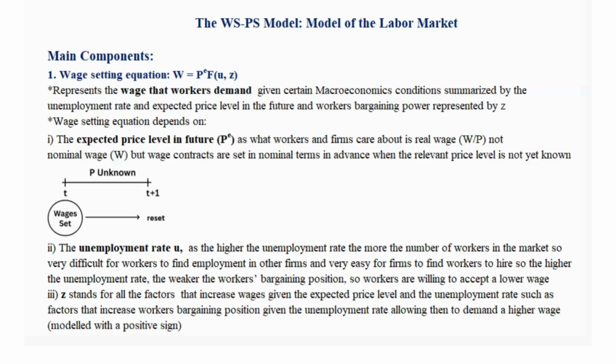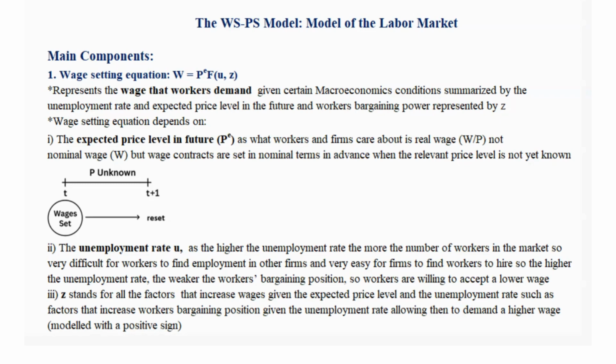We want to look at the WSPS model, where the first component we will look at is the wage setting equation. Now, this represents the wage the workers demand given certain macroeconomic conditions summarized by the unemployment rate and the expected price level in the future, and the workers' bargaining power represented by Z. Now, the wage the workers demand depends upon, number one, the expected price level in the future.